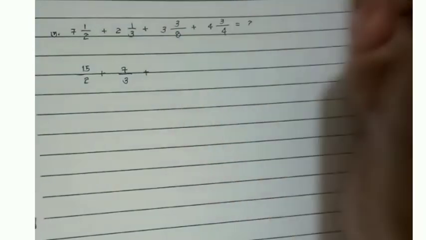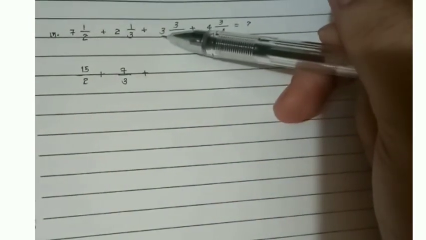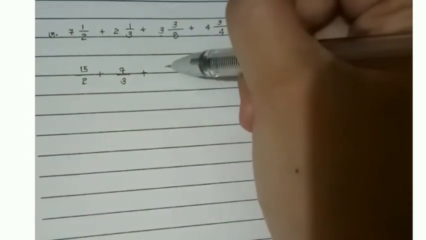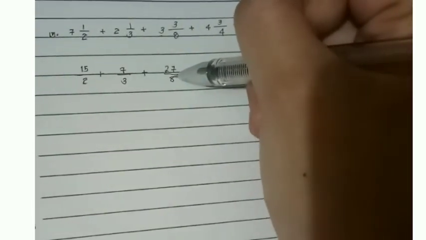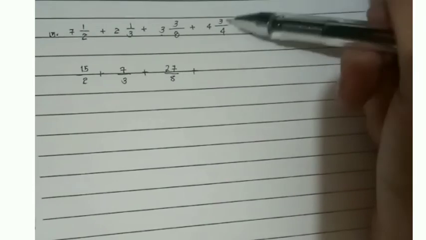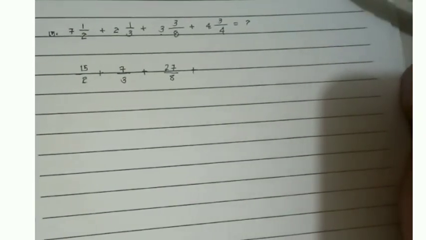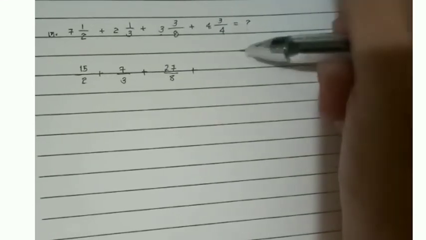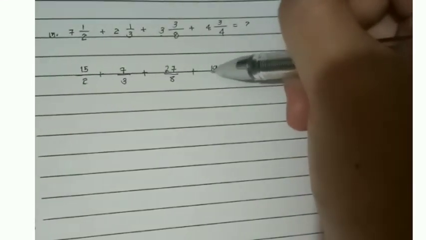Copy the denominator. Next, 8 times 3 is equal to 24. 24 plus 3 is equal to 27. Copy the denominator, which is 8. Next, 4 times 4 is equal to 16. 16 plus 3 is equal to 19. Copy the denominator, which is 4.